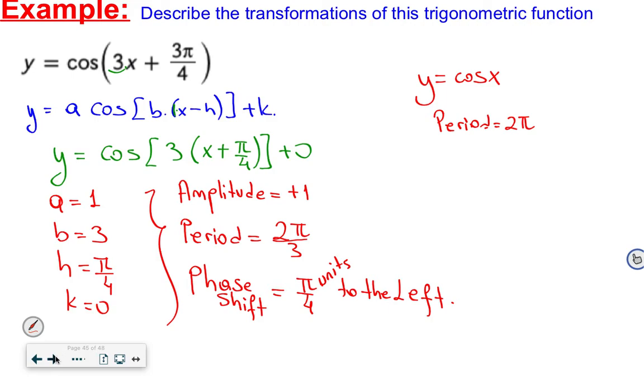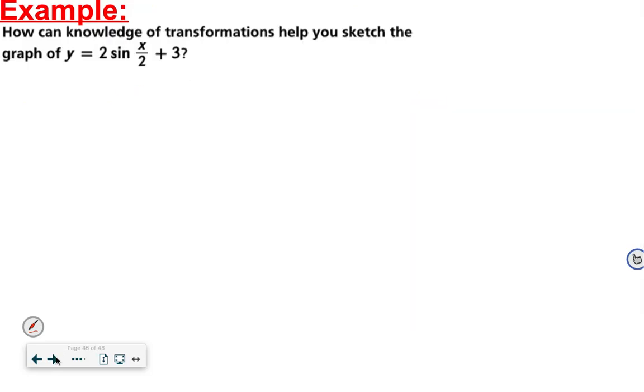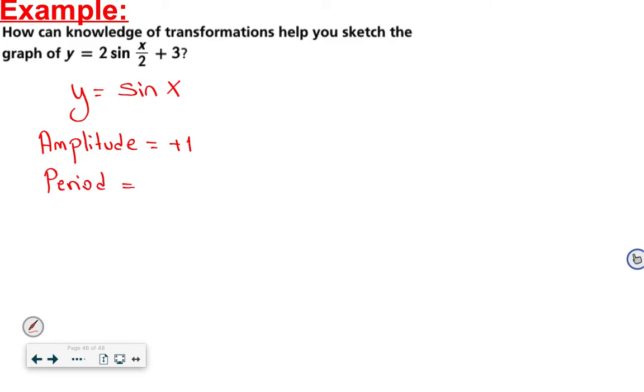Next question. How can knowledge of the transformation help you to sketch the graph of y is equal to 2 sine (x over 2) plus 3? What is the original function of this transformed trigonometric function, which is y is equal to sine x? What is the amplitude of the original function? Amplitude positive 1. What is the period, which is equal to what? 2 pi.